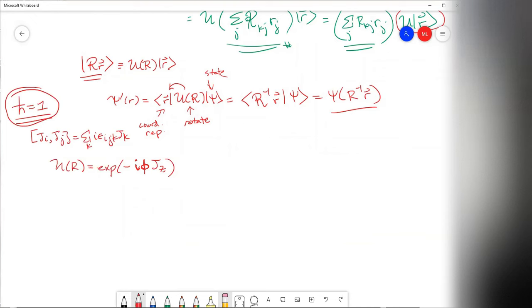Okay, so let's look at this rotation. If we expand it around small angles, as we do, then yeah.